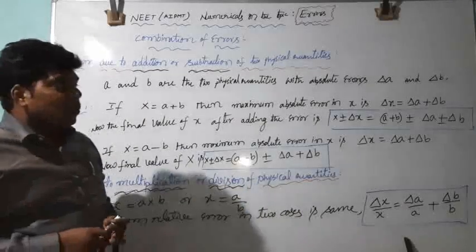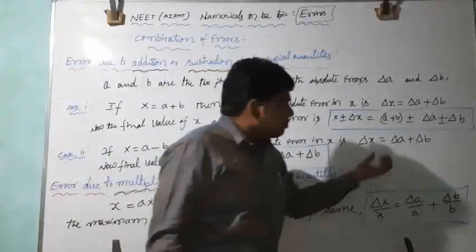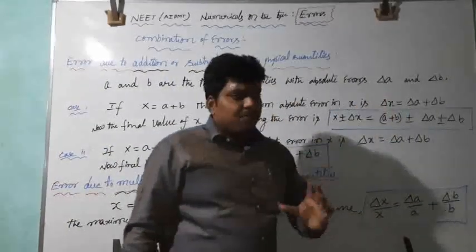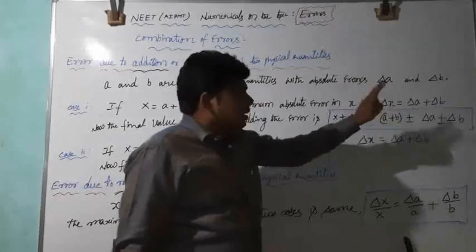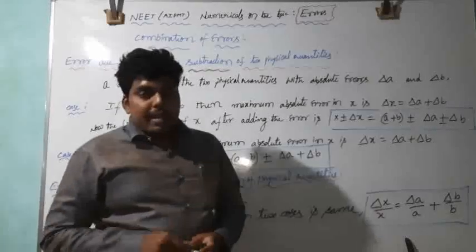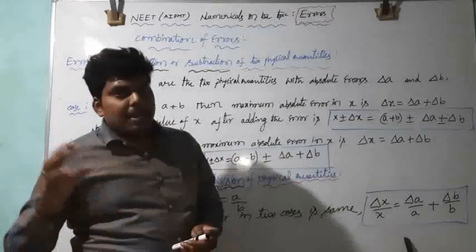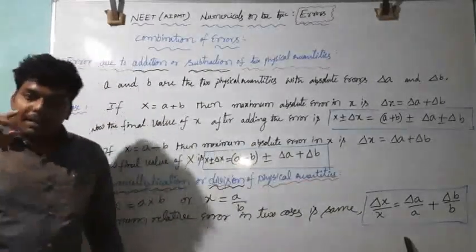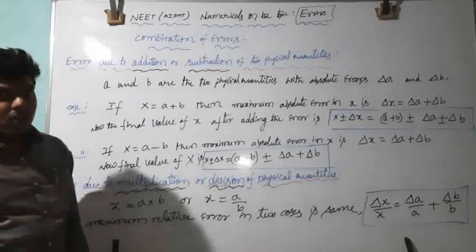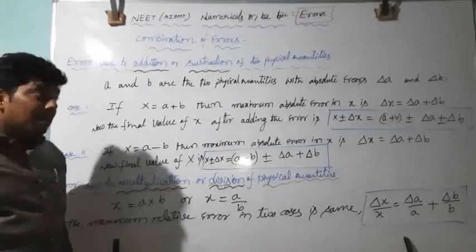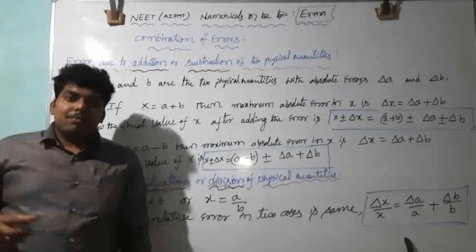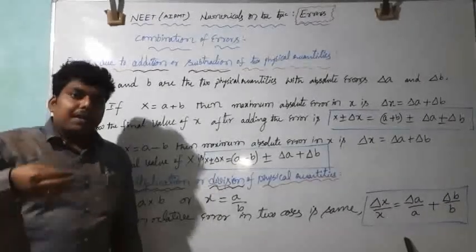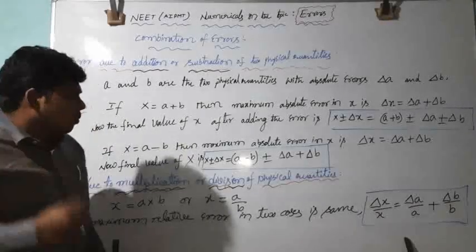you will always get the same formula only, that is, the absolute error in x is given by delta x is equal to delta A plus delta B. Whether it is subtraction or addition, we have to use the same formula. But what is the final value after adding the absolute error to the original value of x? We will come to that next.